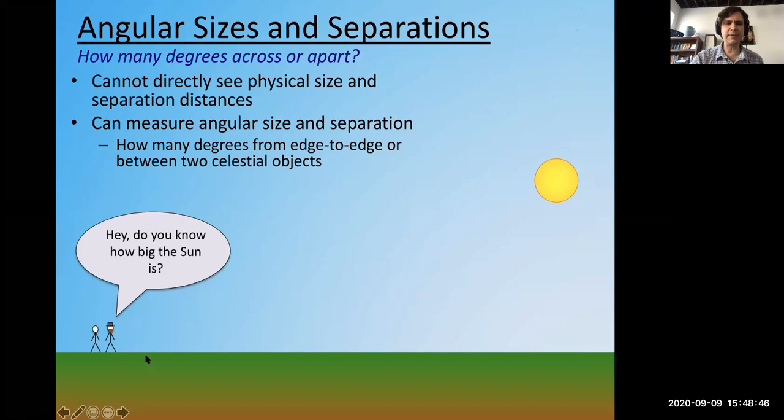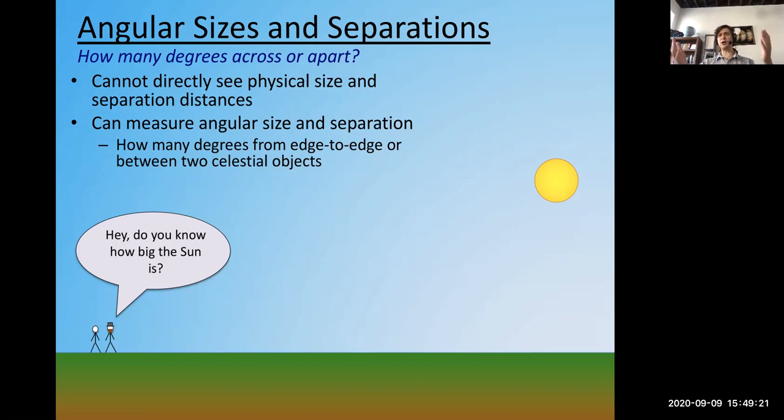Well, let's imagine that we have these two people right here. Here's my cartoon Galileo and a friend. She's just hanging out with Galileo that day, and they're trying to figure out how big the sun is. If you go outside and look at the sun or the moon, they appear to be about the same size in the sky. We know they're not the same distance though. But when you look at them, you can't tell how physically far away they are or how physically large they are. You can't tell how many miles or kilometers away they are or how many kilometers in diameter. We cannot directly see the physical sizes and the separation distances.